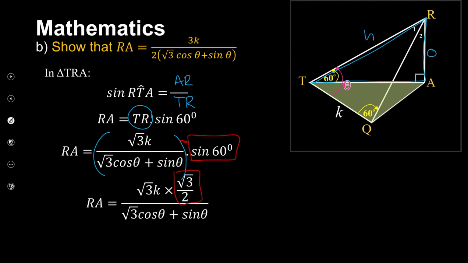And remember, we're multiplying those two numerators together. So root 3k times sine of 60 becomes root 3k times root 3 over 2. And when we're multiplying root 3 times root 3, we know that we must end up with just 3. Okay, so that means our expression can be simplified into 3k over 2. This 2 will go into the denominator, so 2 times root 3 cos theta plus sine of theta.